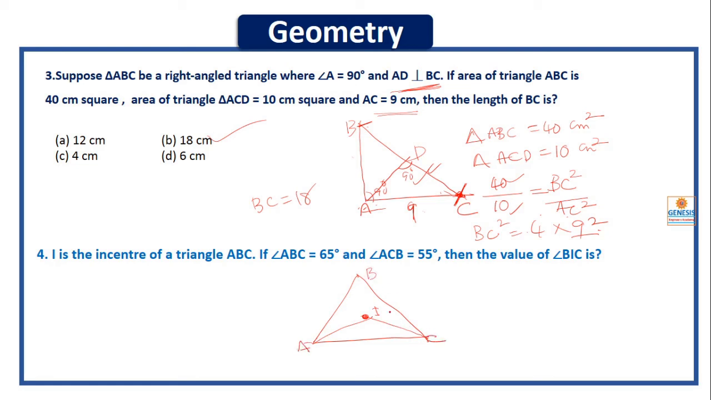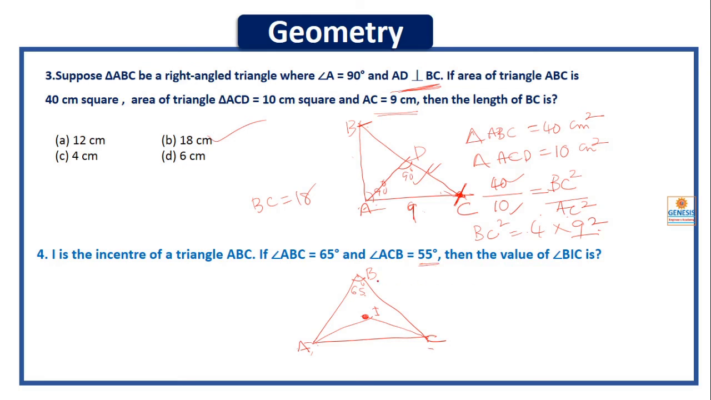ABC. I have taken this one. So this is 65 degrees. Then ACB. So ACB is equal to 55 degrees. So if you can tell anything, I is the incenter of a triangle. Angle ABC is 65, then ACB is 45 degrees.